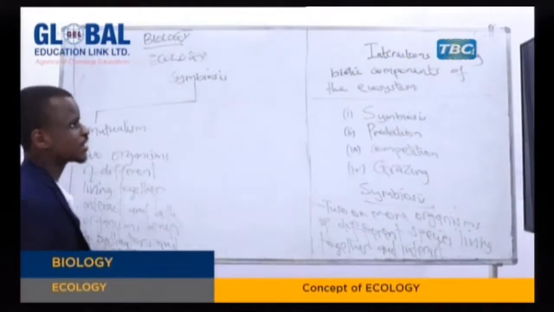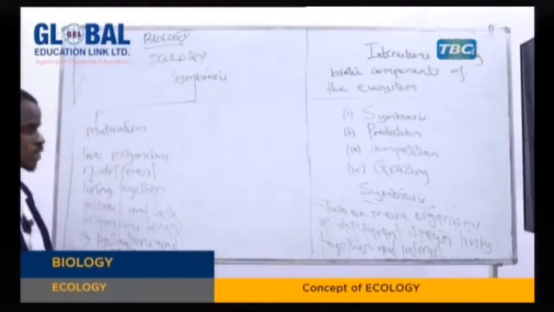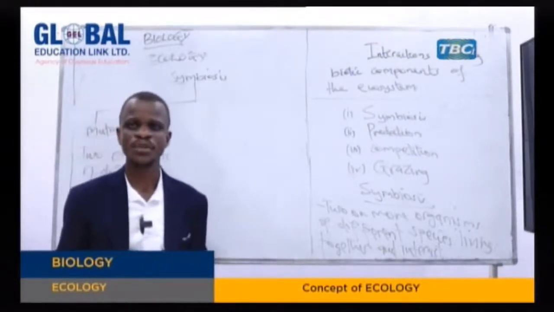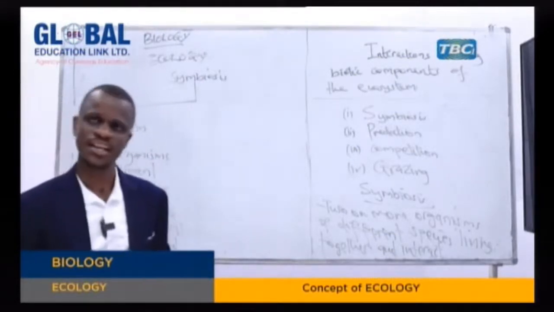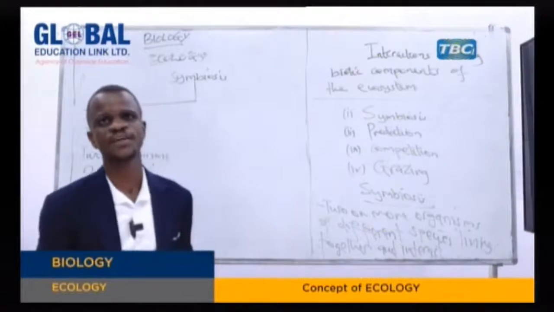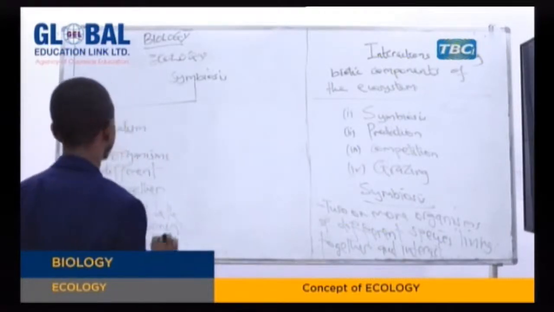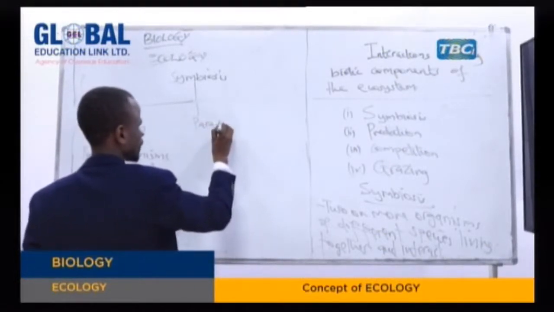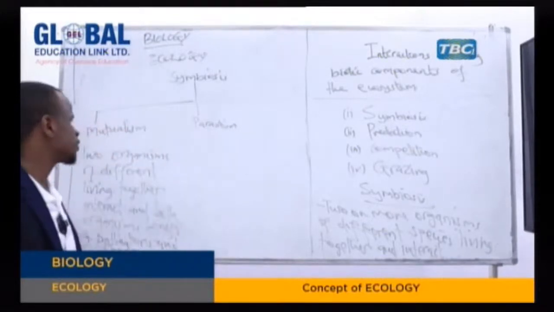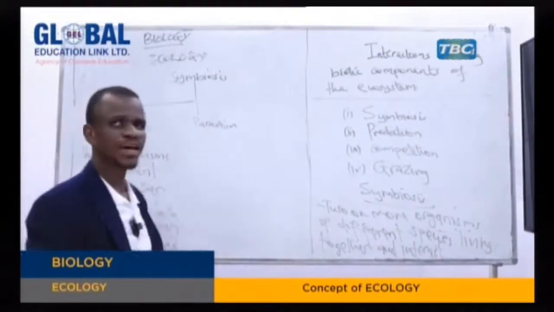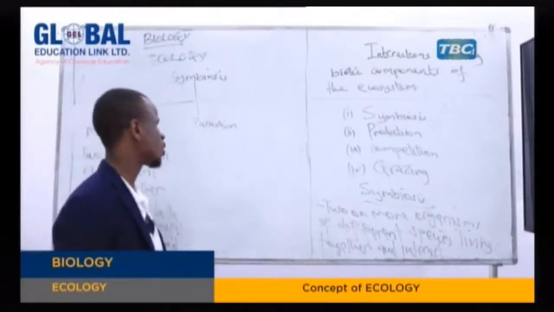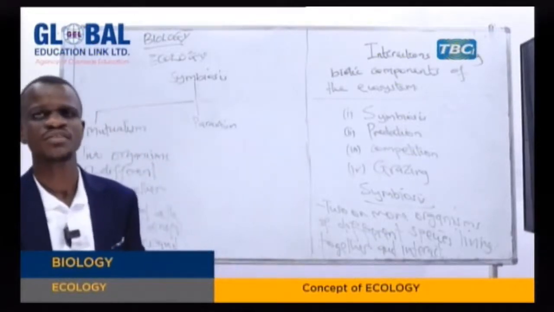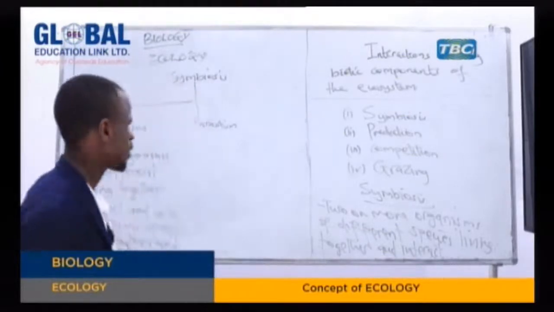My student, take an example, lichen. Lichen is an association between fungi and algae. Fungi provide protection to algae, but algae provide food to fungi. That is all about mutualism. My student, also parasitism. Here is the interaction between an organism called parasite and another organism called host. But here, only the parasite benefits from the interaction, but the host is harmed.